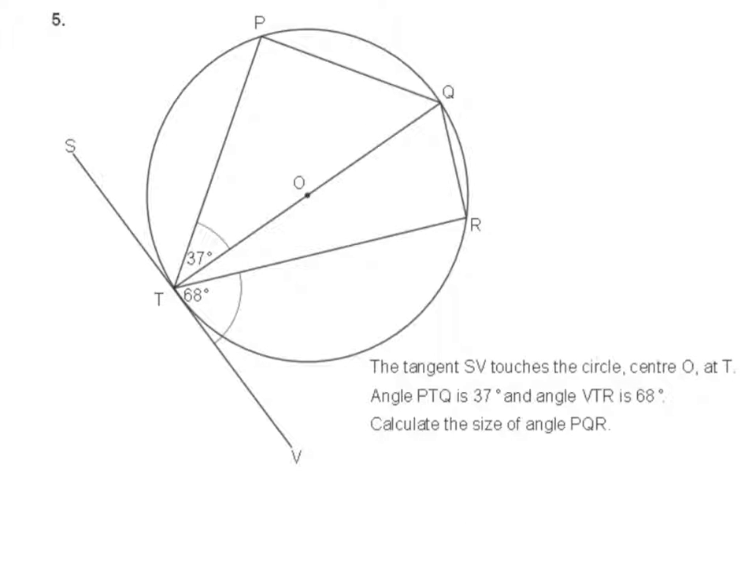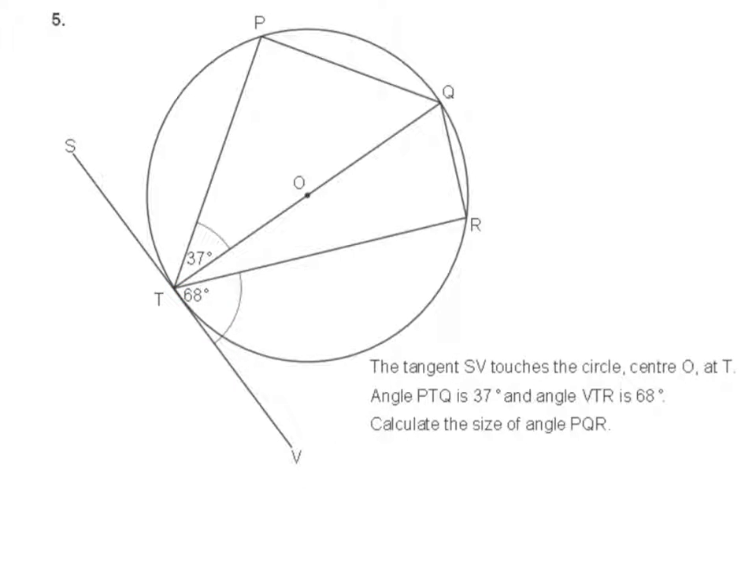This is question number 5 in the non-calculator paper. So we're given this diagram, which includes a circle, some triangles inside, and then this line on the outside. We're told that the tangent SV, so that's the line that we just mentioned, it's a tangent. It touches the circle, which has centre O at the point T, so that's where the tangent meets the circle.